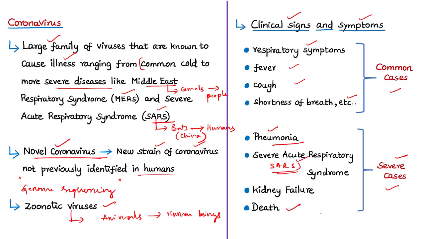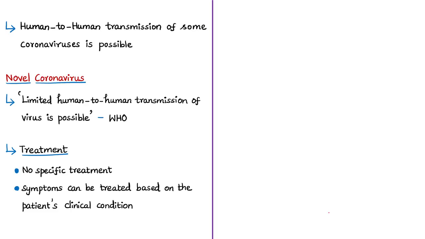Now we'll see the mode of transmission of this novel coronavirus, which is a zoonotic virus, which can transmit from animals to human beings. Know that some coronaviruses can be transmitted from person to person, usually after close contact with an infected patient. WHO has said that there is a possibility of limited human to human transmission of this novel coronavirus. Now, this fact of transmission, that is transmission from human beings to human beings, is important because there is every possibility that this virus will spread to other countries across the world.